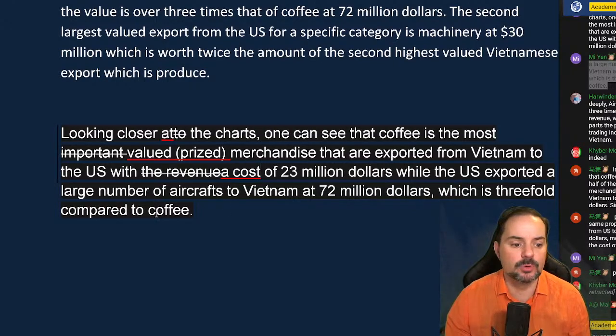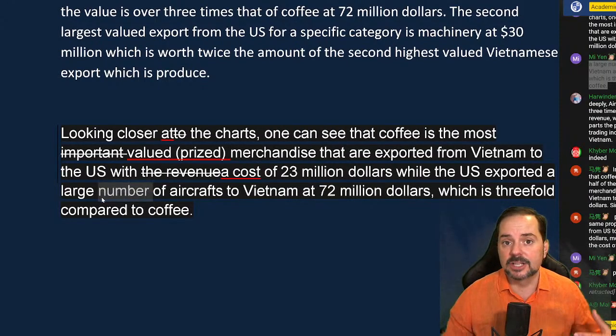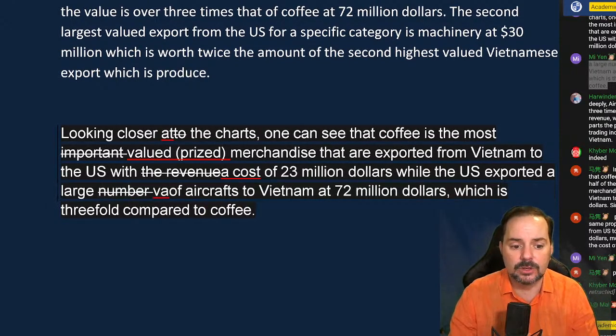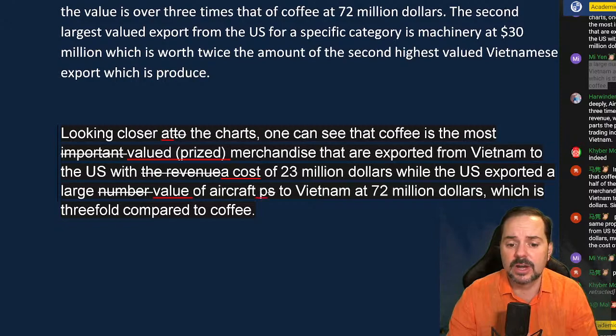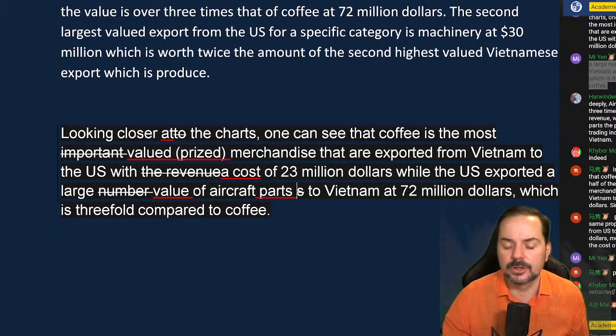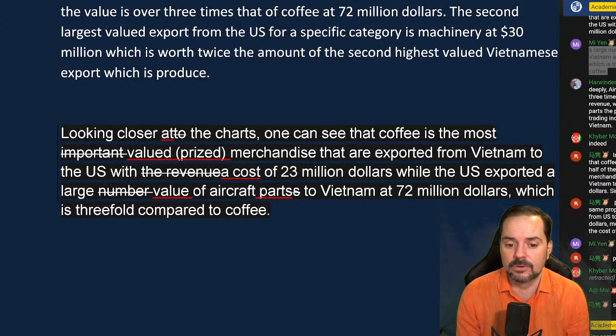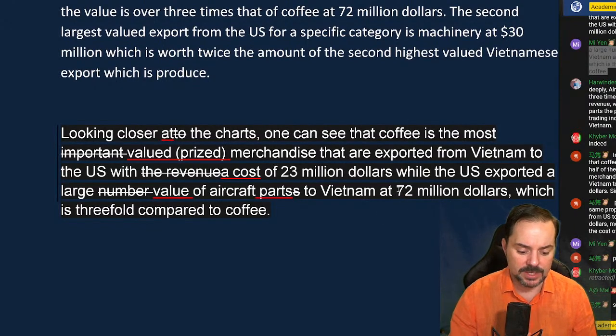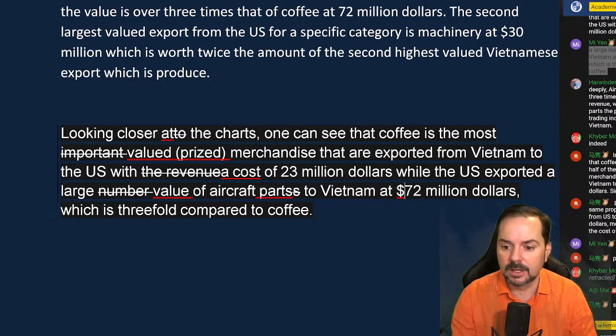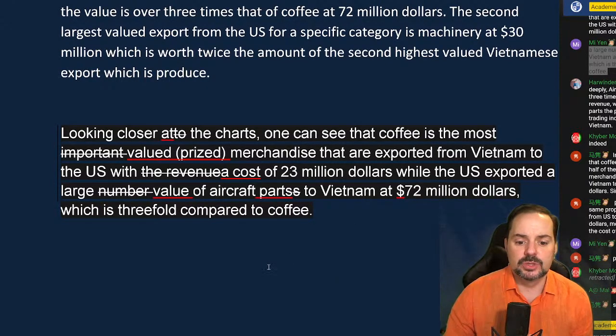While the US exported a large number of aircrafts, it's not a number because that would mean that they're actually exporting units of aircraft. So be really, really careful, Mien, with your measurements. Large value of aircraft parts. And it's not aircraft, it's aircraft parts. Maybe you didn't see the graph or didn't remember that, but be very careful with the information. Aircraft parts to Vietnam at $72 million. And if you can, Mien, just a reminder again to use the dollar sign, which is threefold compared to coffee.